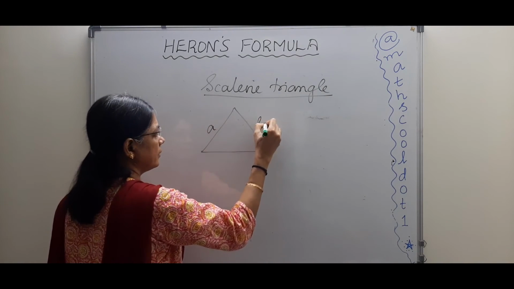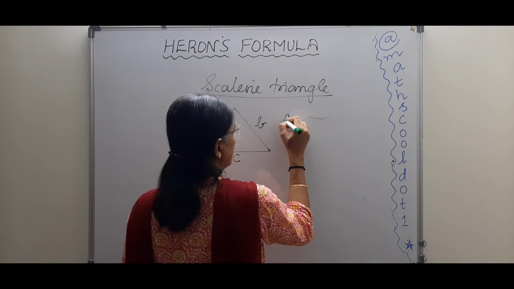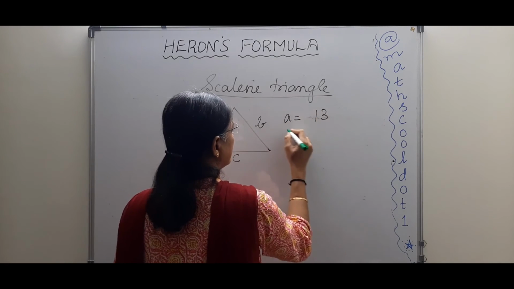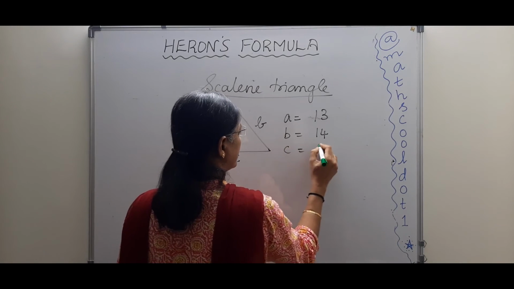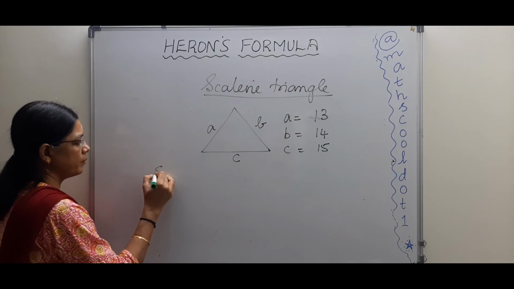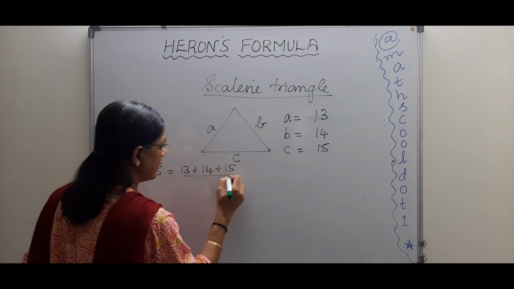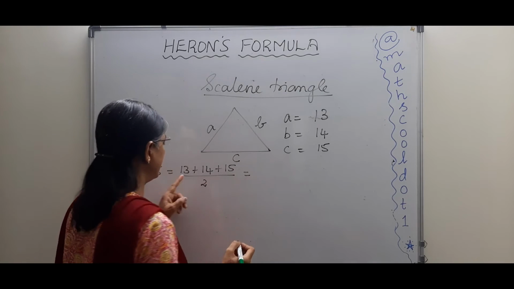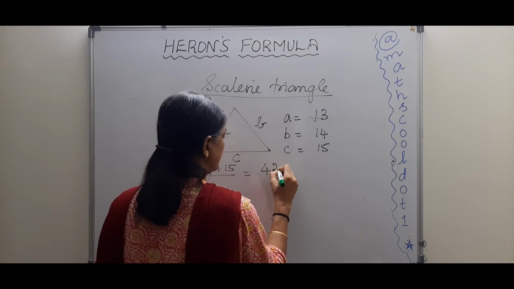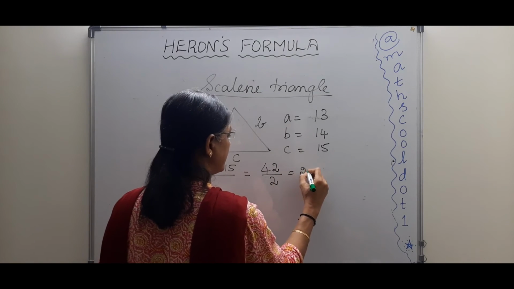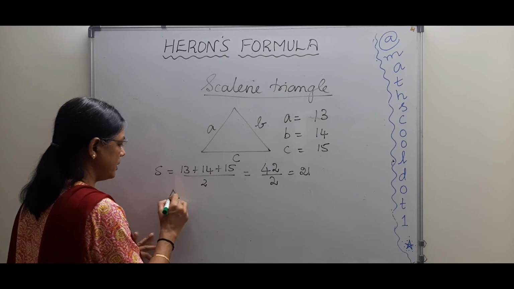Sides which are different, so A, B, C. Now let us take an example. A is equal to 13, B is equal to 14 and C is equal to 15. So what is the semi-perimeter? 13 plus 14 plus 15 divided by 2. 13 plus 14 is 27, 27 plus 15 is 42, divided by 2 is 21. So 21 is the semi-perimeter, and we are going to find the area.